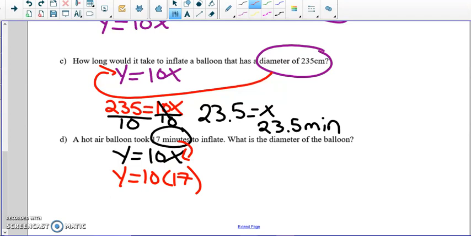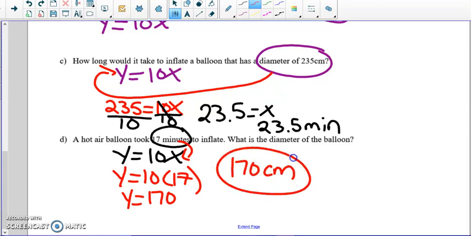When a number and a variable are next to each other, it means multiplication. When I multiply 10 times 17, I get 170. So that means that if it took 17 minutes to inflate, the diameter of the balloon was 170 centimeters. All right, let's look at the back. Let's move to example 2.